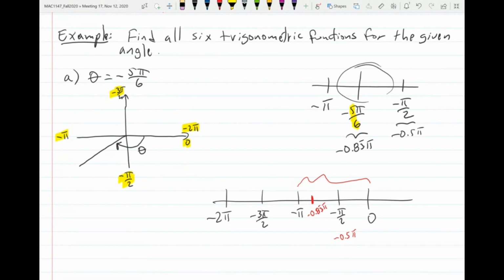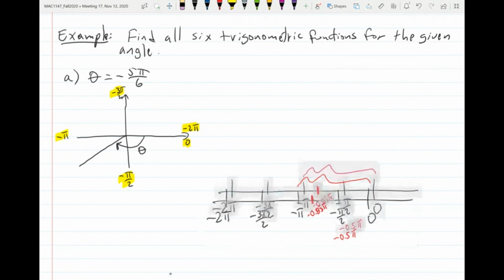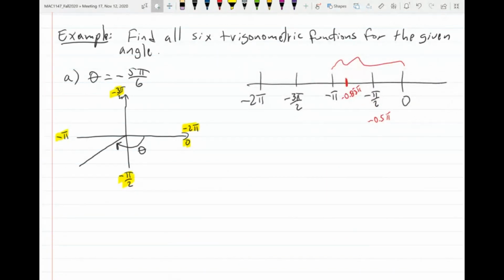I'm going to leave the picture above. Actually, I like this picture better than the one above, so let me use the second picture of the number line. Put it here. And just say, this guy is our theta. Okay, so now that we know that theta is in quadrant 3, we know the quadrant, so this will allow us to know the sign of any of the trigonometric functions, whether they are positive or negative.